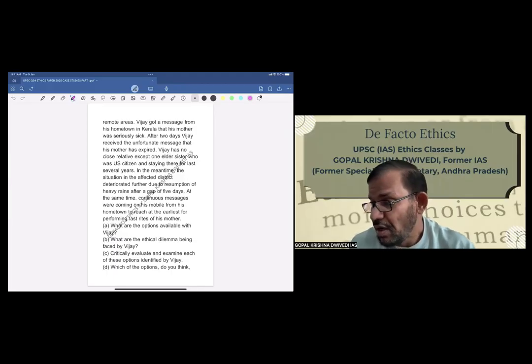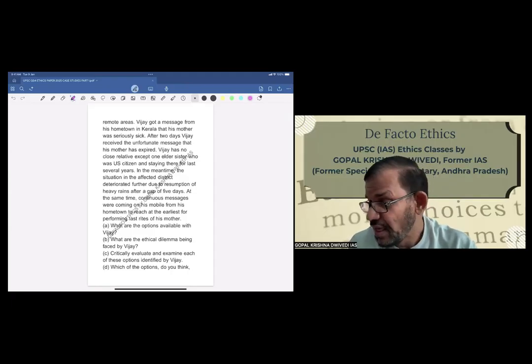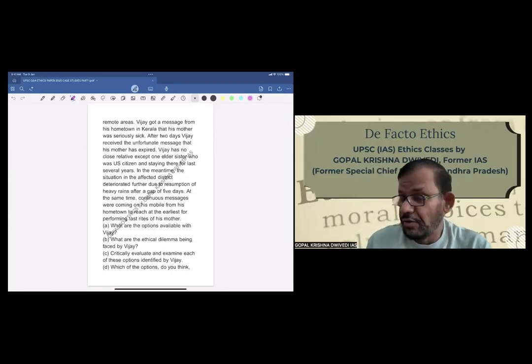Now, this sensitive case study is really difficult for students to answer on the spot, because if you have not practiced it earlier, it will be really very difficult. So this is one of the difficult case studies asked in this exam. That's what I can tell you. Now, let us see how we will start the answer.